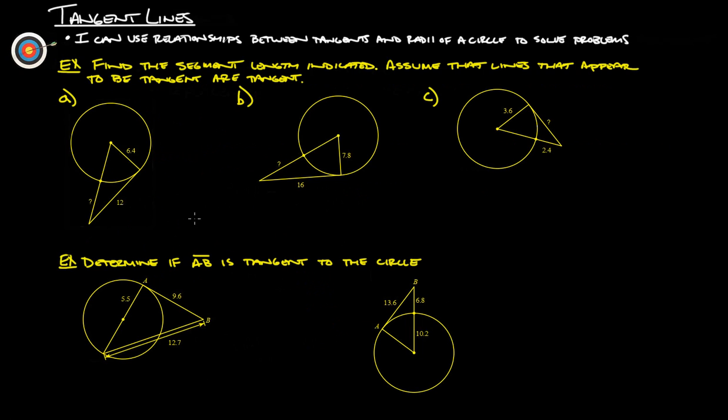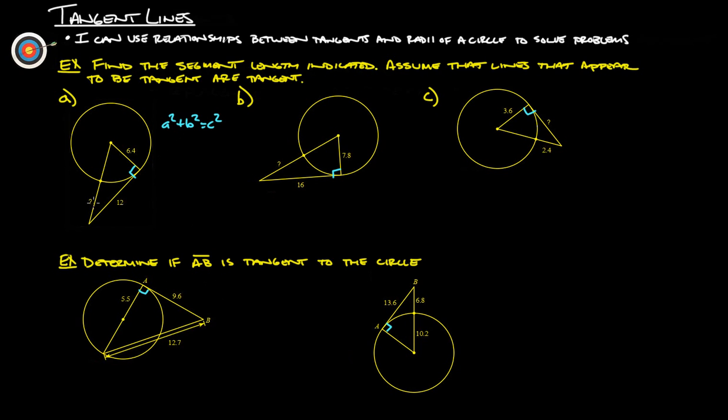All right, find the segment length indicated. Assume that lines that appear to be tangent are tangent. So that means that this is a right angle, that's a right angle. These are all right angles in here, which are going to help us figure all this stuff out. So again, same thing: a squared plus b squared equals c squared. It looks like we're going to do that on almost all of these. We'll do that down here too, and then we've got a little something different to figure out on that.